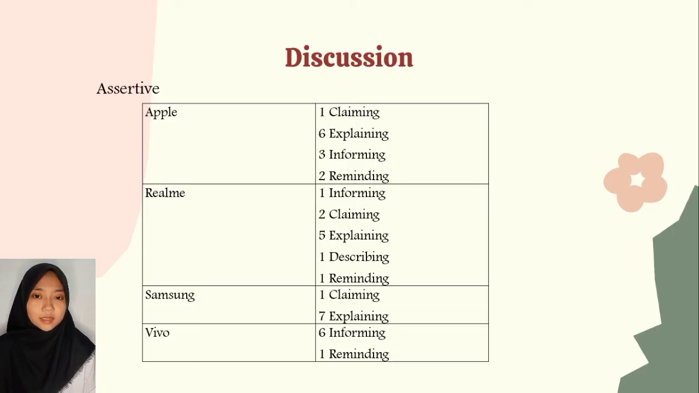Discussions. The advertiser used assertive to claim, inform, describe, explain, report, and assert. In smartphone advertisements of Apple, there are 1 claiming, 6 explaining, 3 informing, and 2 reminding. While in Realme smartphone advertisements, there are 1 informing, 2 claiming, 5 explaining, 1 describing, and 1 reminding. In Samsung smartphone advertisements, the researcher found 1 claiming and 7 explaining. In Vivo smartphone advertisements, there are 6 informing and 1 reminding.